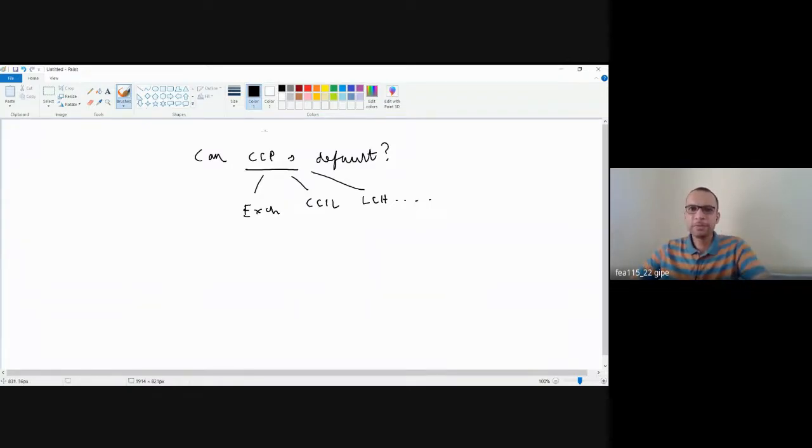So, the answer is yes, they can default. The probability of them defaulting is low. That is correct, because there are various checks and balances which CCPs use whenever they are doing clearing and settlement. Now, why is this point relevant from exposure monitoring?